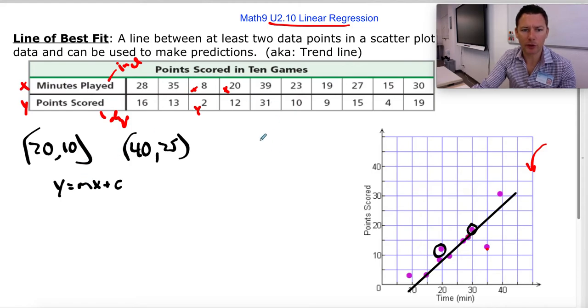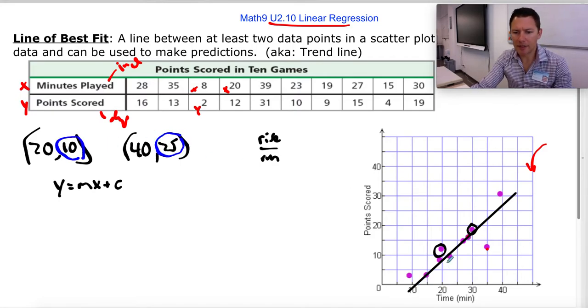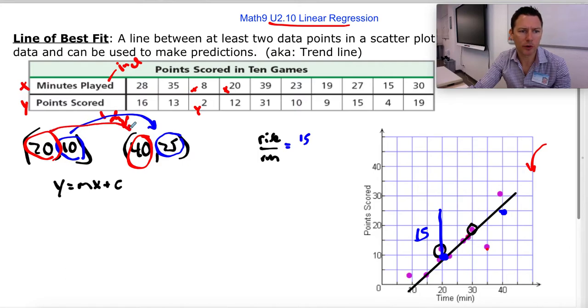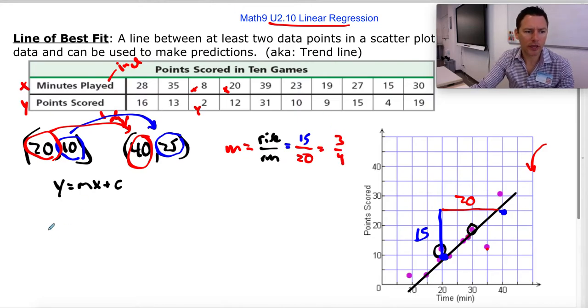M is the slope, so we have to look at rise over run. Our rise is the change between the y values. So to go from 20, 10, that point, to 40, 25, we have to go up 15, right? It's the difference between here to here. So the rise is 15, and then the run is how far over we have to go on the x, from 20 to 40. So that's 20. So this should be 15 over 20, and that's our slope, and that simplifies to 3/4. So far, so good. So we have y equals 3/4 x plus c.